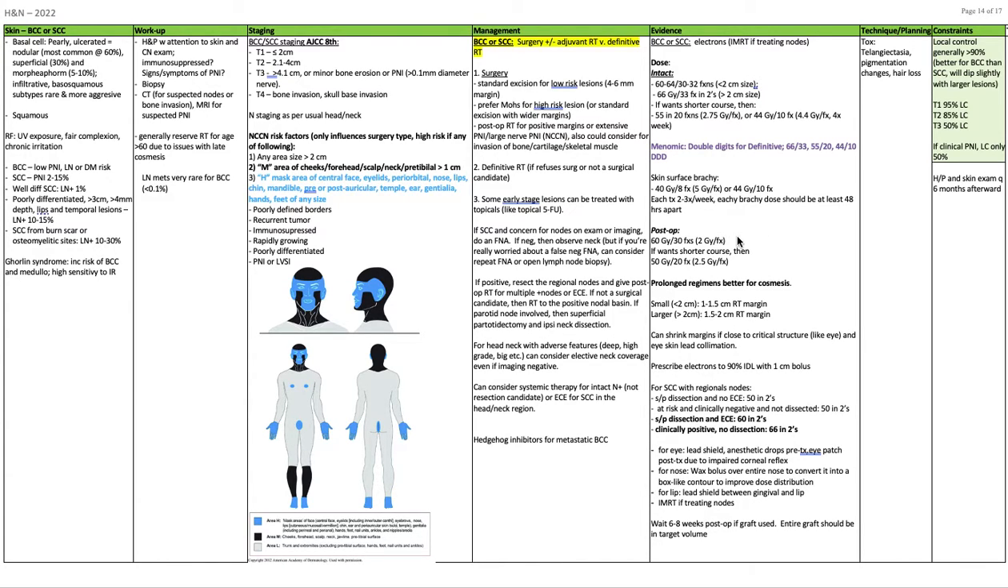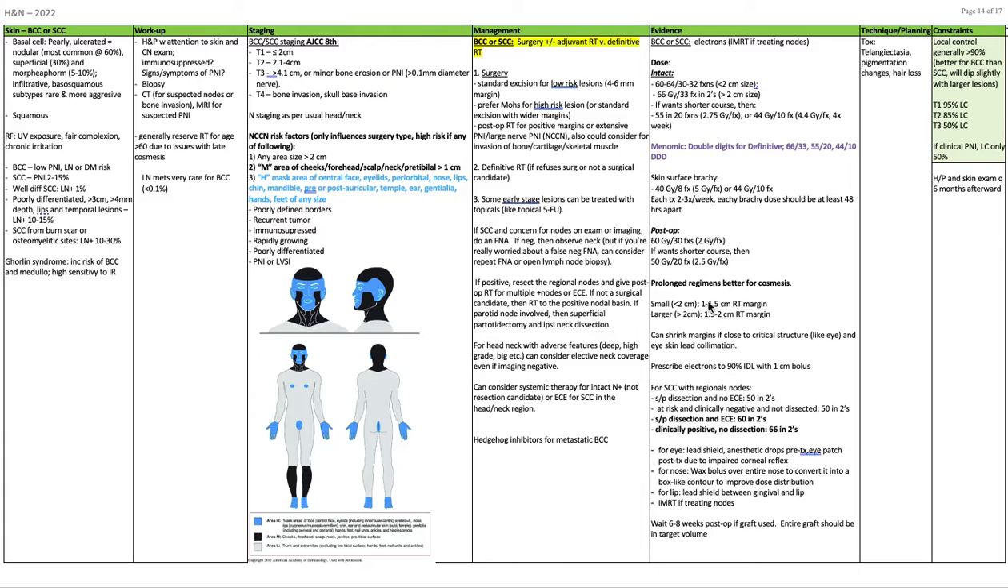Postoperatively, 60 and 30. If you want a shorter course, you can go back to this, but just drop it from 55 to 50: 50 gray in 20 fractions. So post-op dose, 60 and 30, or 50 and 20. Prolonged regimens are better for cosmesis.